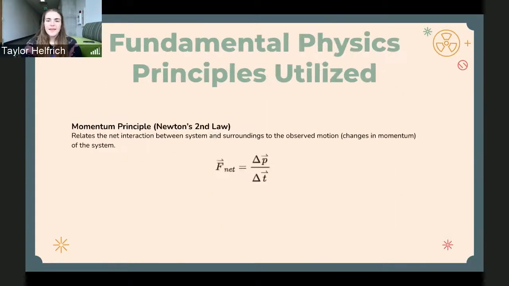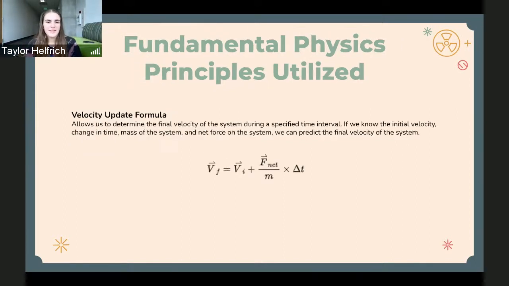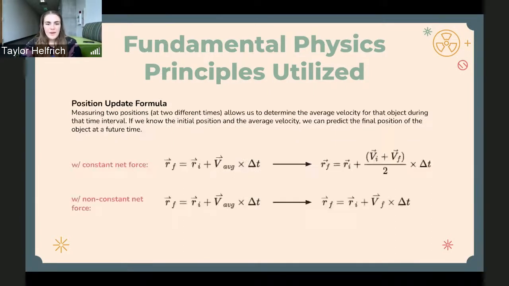a graph. So we use some fundamental physics principles in this lab, specifically Newton's second law, which is Fnet equal to the change in momentum over the change in time, which then allows us to use the velocity update formula, where we can predict the final velocity of this system if we have its initial velocity, the net force, its mass, and a change in time, which then also allows us to use the position update formula, where we can predict the final position if we have its initial position, the average velocity, and the change in time.